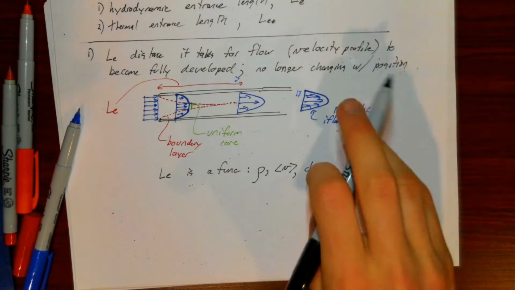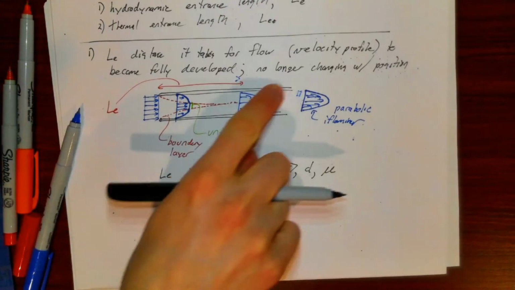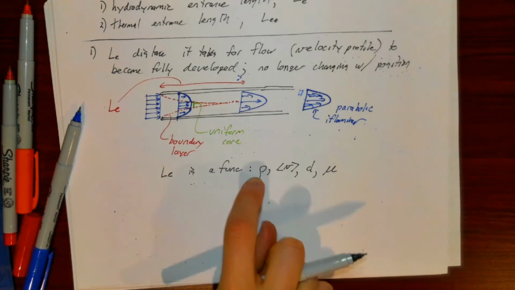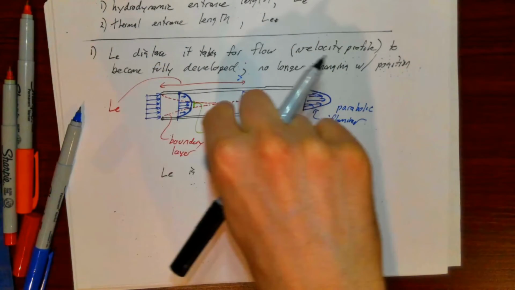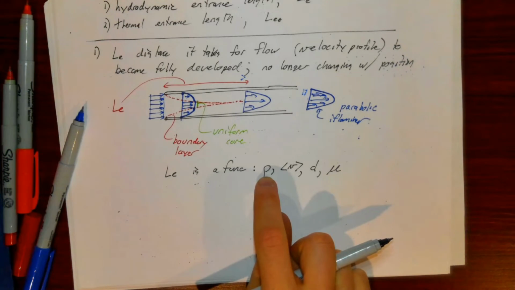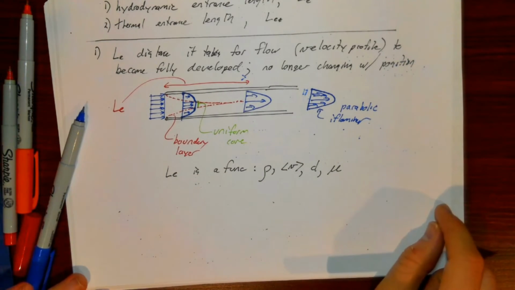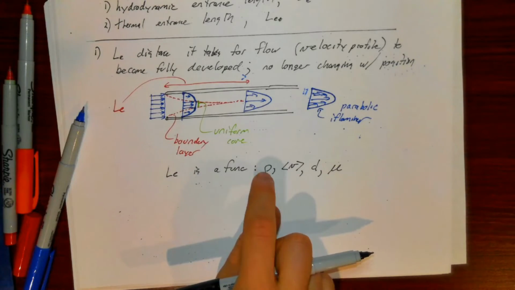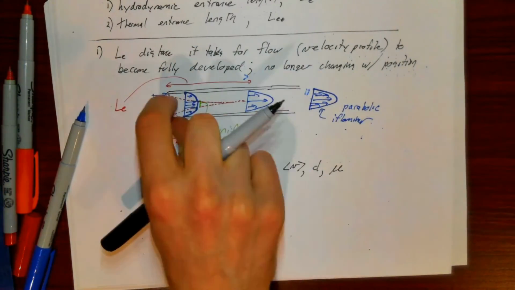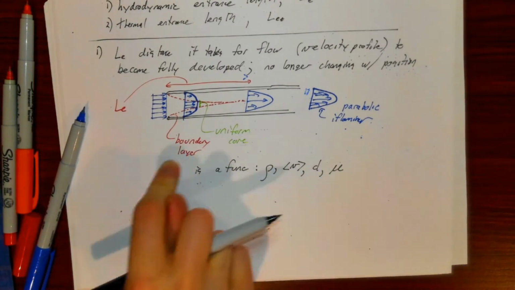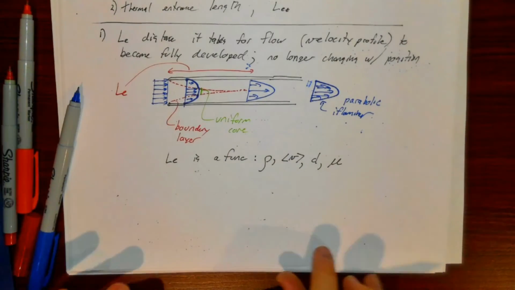If the pipe diameter is large, it takes more distance for that boundary layer to creep all the way into the center. And if the fluid has a lot of density, it takes more distance before that fluid gets halted, right? A big rig truck has a lot more stopping distance than a golf cart, something like that. So these massive fluids with a lot of mass have a lot of inertia and basically have long entrance lengths. So this entrance length is a function of all of these things.